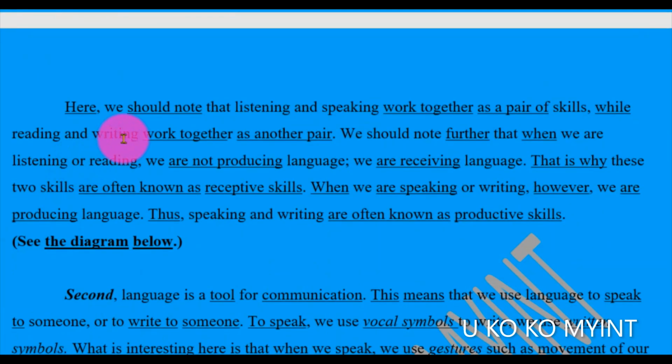Here, we should note that listening and speaking work together as a pair of skills, while reading and writing work together as another pair. We should note further that when we are listening or reading, we are not producing language, we are receiving language. That is why these 2 skills are often known as receptive skills. When we are speaking or writing, however, we are producing language. Thus, speaking and writing are often known as productive skills. See the diagram below.